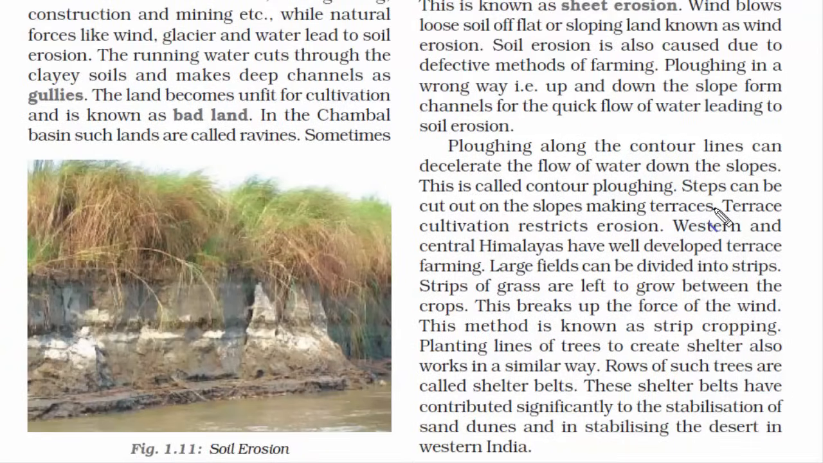Now there are ways to avoid soil erosion. One such way is terrace cultivation. It is mainly practiced in areas of the western and central Himalayas. What they do is, in between the crops, they grow a strip of grass. And what that grass does is, it holds the soil together and doesn't let the soil flow from one column to another. And this method is called strip cropping. So these are some of the methods to stop soil erosion.